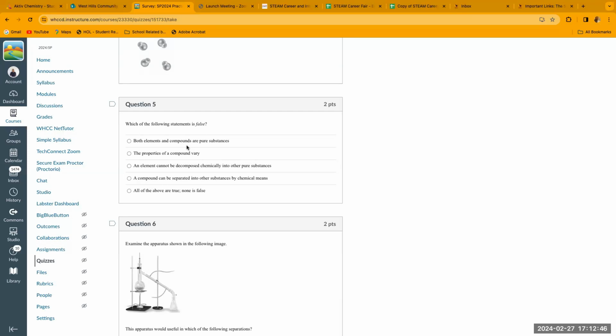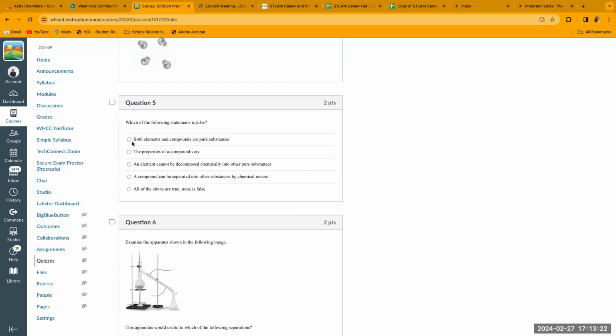And then the third one says an element can't be decomposed. Well, if it's an element, let's say it's gold, you can't break it down to anything smaller. You can only break it down to gold. That's it. And then it says a compound can be separated into other substances by chemical means. So if I break down water, I can break that down to oxygen gas and hydrogen gas. So yes, I can break down compounds into smaller parts. So they're all true. So it would be E.